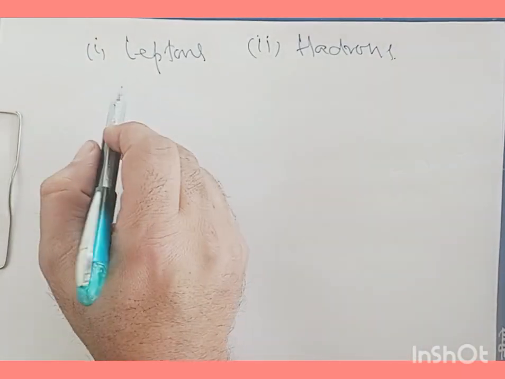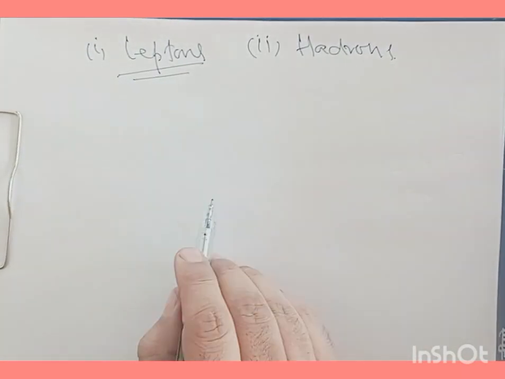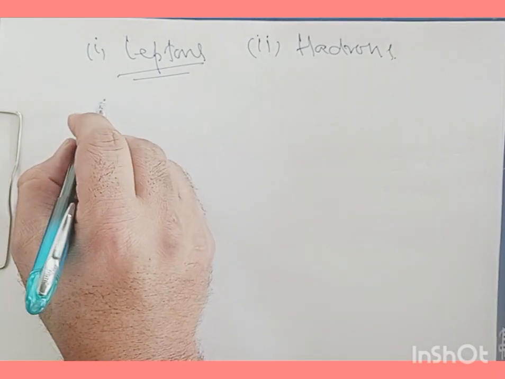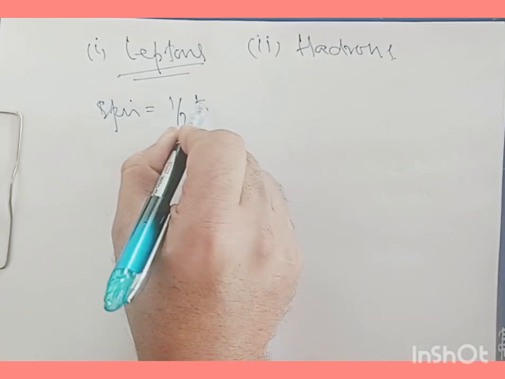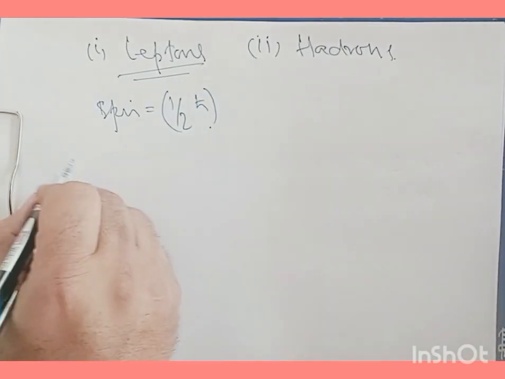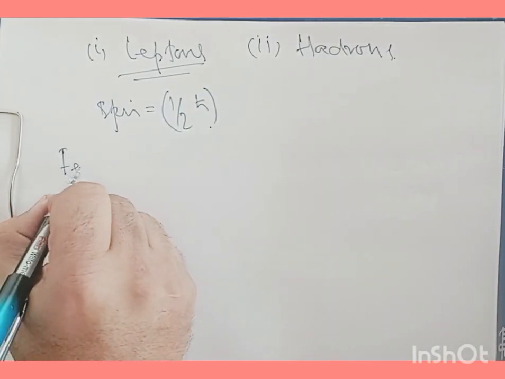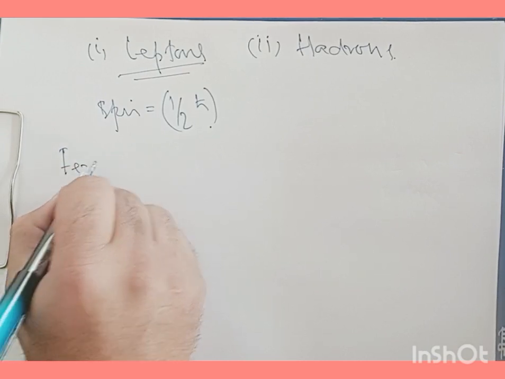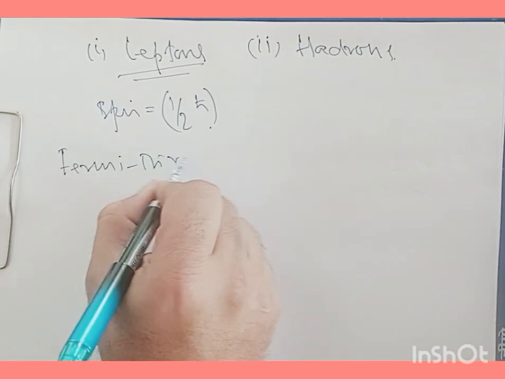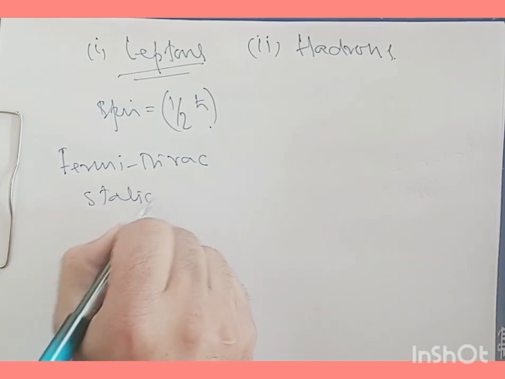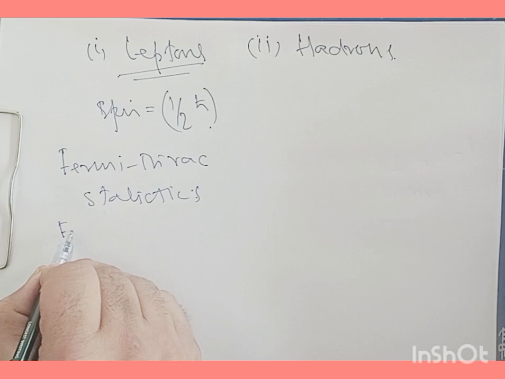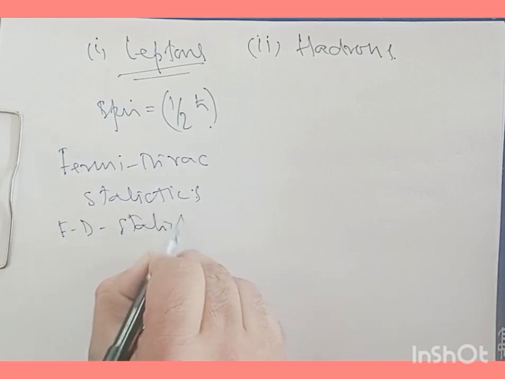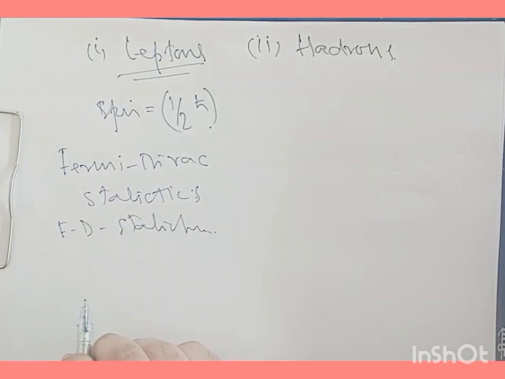Now, talking about leptons, these leptons are elementary particles having half-integral spin. So they have a spin of 1/2. And because they are fermions, they obey Fermi-Dirac statistics, what we, in symbolized form, call FD statistics.